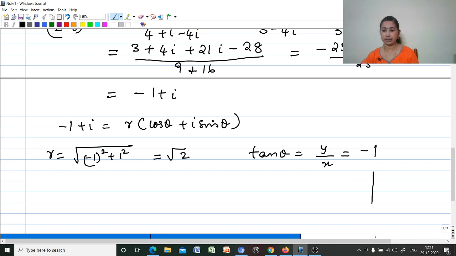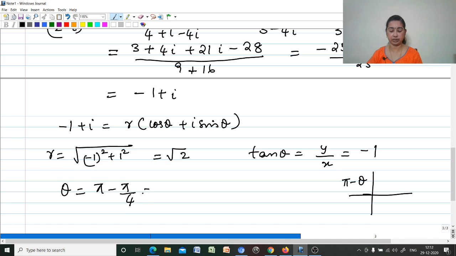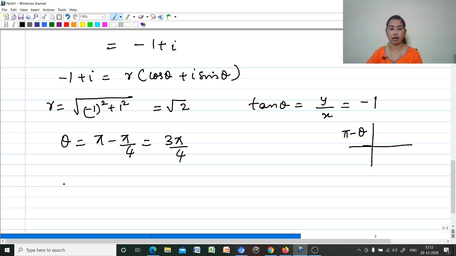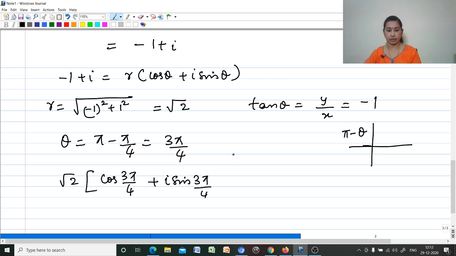And in which quadrant is it lying? x is negative and y is positive, so it is in the second quadrant. In the second quadrant we have to take pi minus theta. So the angle we have to take is pi minus pi by 4, which is 3 pi by 4. Therefore in the polar form we can write r into, that is root 2 into (cos 3 pi by 4 plus i sin 3 pi by 4). So this is in the polar form.